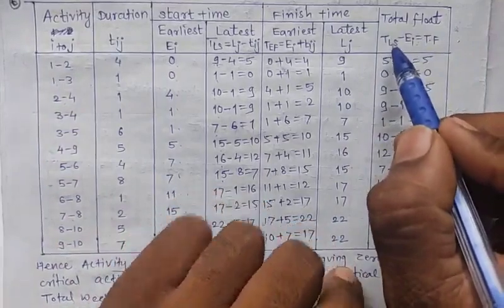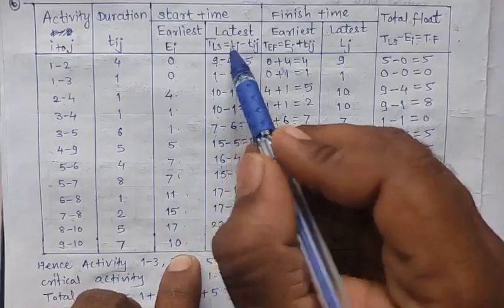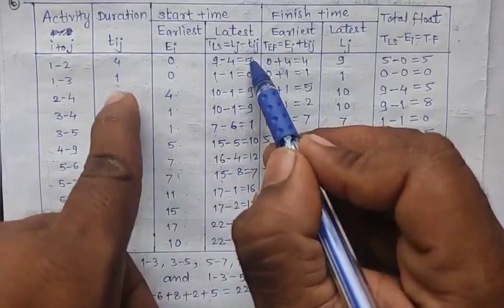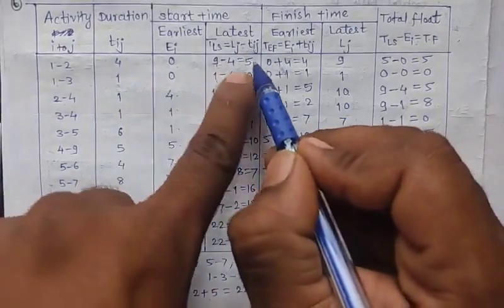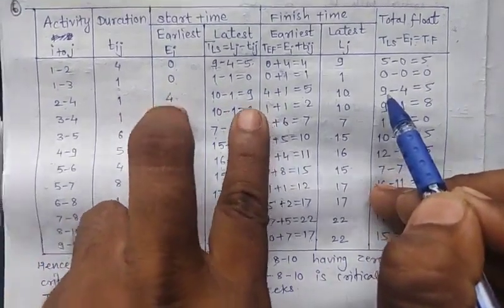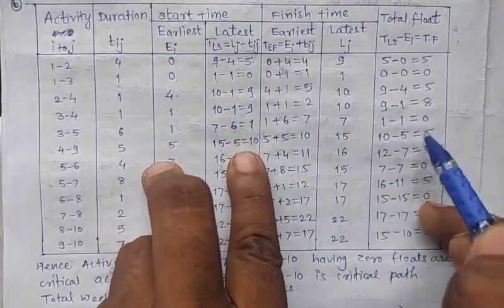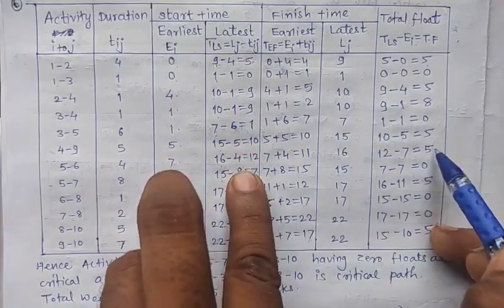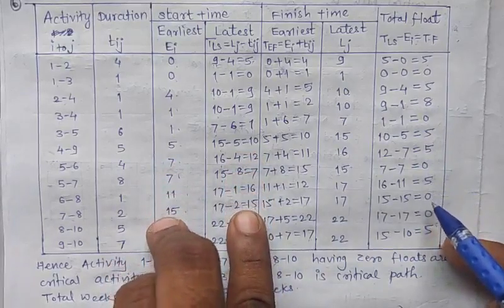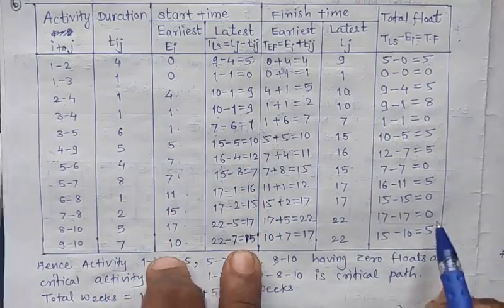The total float formula is TLS minus Ei, where TLS is the latest start time. So we subtract Ei from TLS: 5 minus 0 is 5, 0 minus 0 is 0, 9 minus 4 is 5, 9 minus 1 is 8, 1 minus 1 is 0, 10 minus 5 is 5, 12 minus 7 is 5, 7 minus 7 is 0, 16 minus 11 is 5, 15 minus 15 is 0, 17 minus 17 is 0, and last, 15 minus 10 is 5.